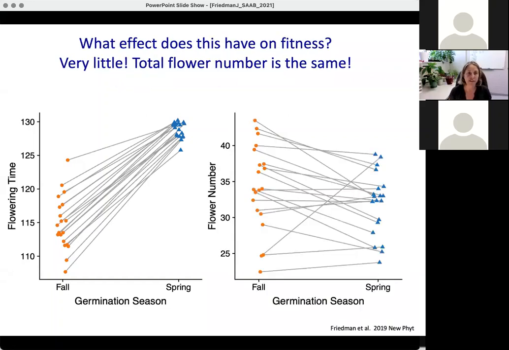What effect does this have on fitness? In our growth chamber, our measure of fitness was flower number, and we actually found very little difference in flower number. Both fall and spring cohorts had extraordinary variation. Individuals differed in flower number, but on average, they were really similar. So despite these different growing season lengths, those fall plants have a much longer growing season than the spring ones, total flower number is the same. So how do those spring plants achieve this? How do they catch up and make the same number of flowers?